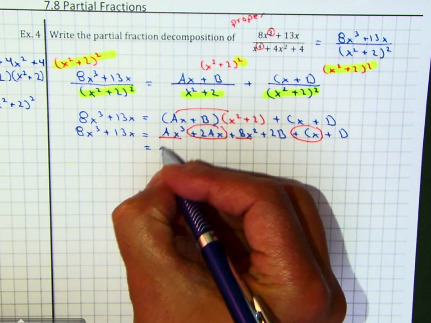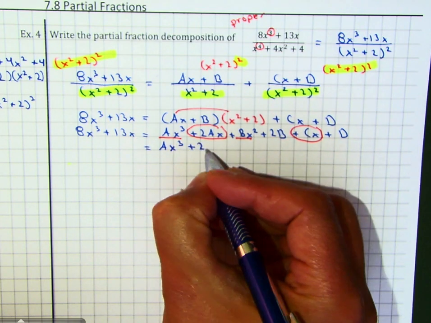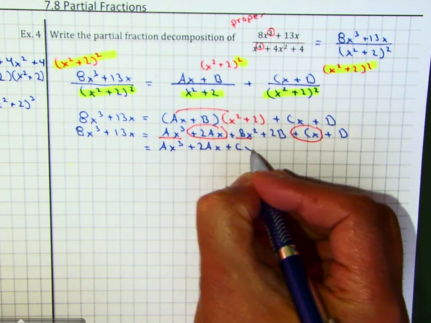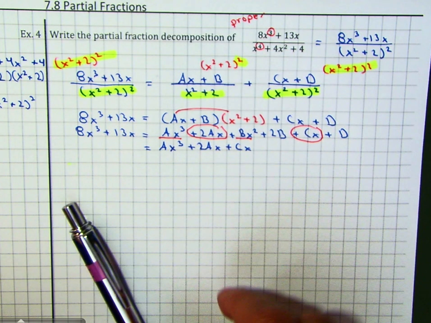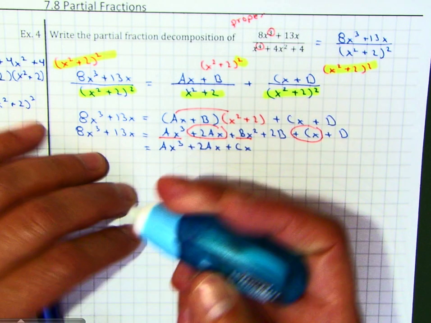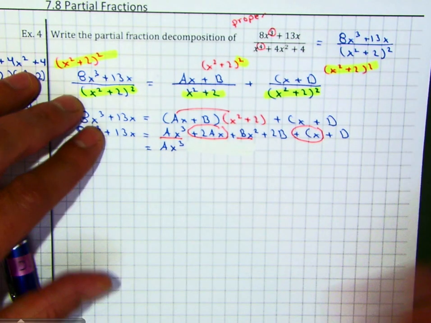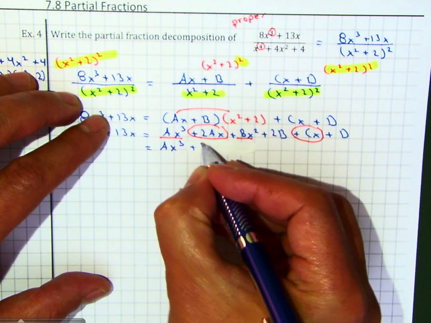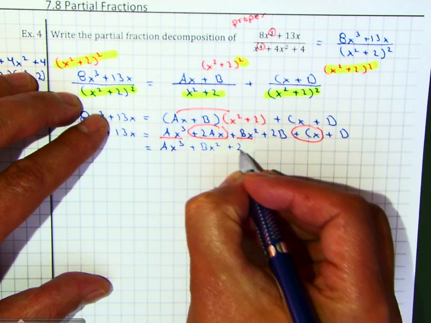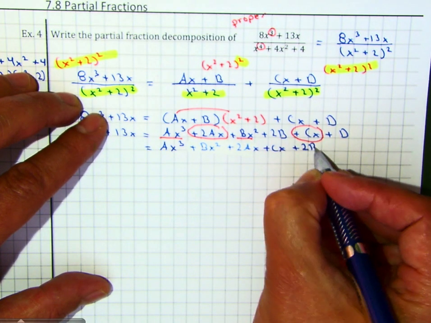So therefore I have ax to the third plus 2ax plus cx. Oh, I forgot my bx squared, right? Let me make space for it. Plus bx squared plus 2ax plus cx plus 2b plus d.